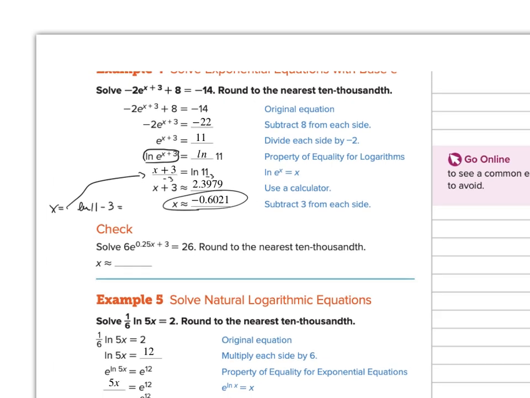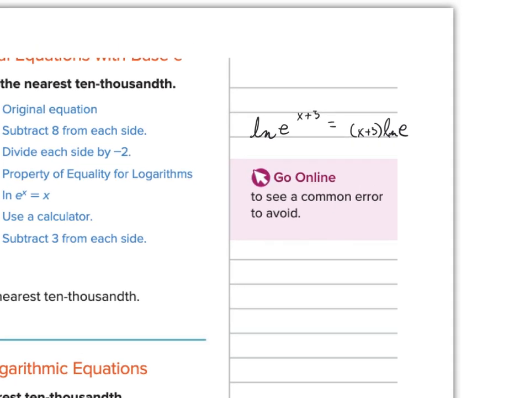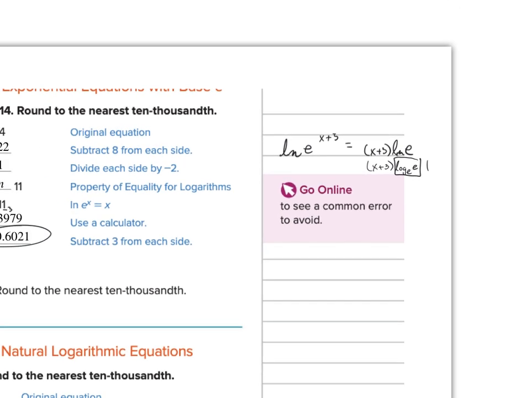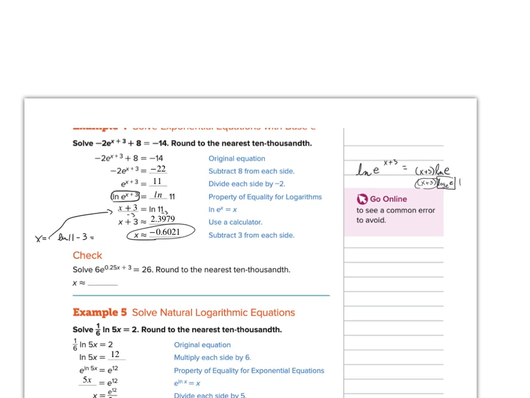If you think of that in the power rule, the natural log of e to the x plus 3 is the same thing as x plus 3 times the natural log of e. And just remember, the natural log of e is the log base e of e, and then we know that this is equivalent to 1. So that's how we realize that that is going to be simply x plus 3.